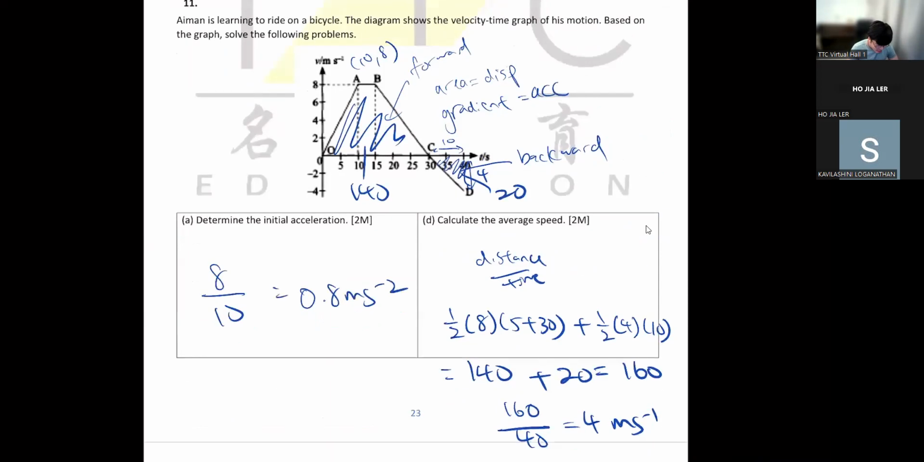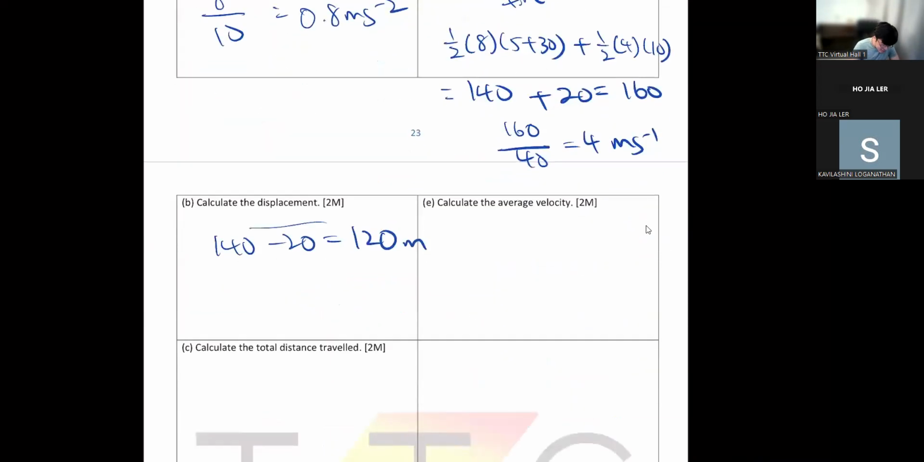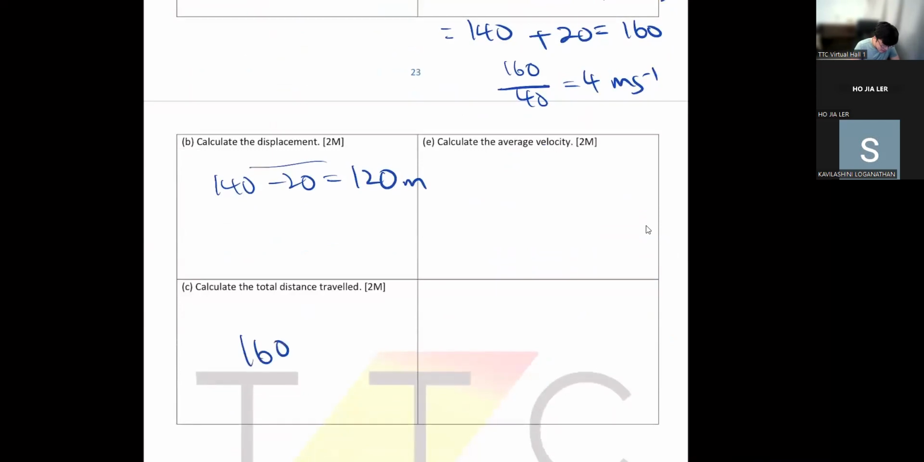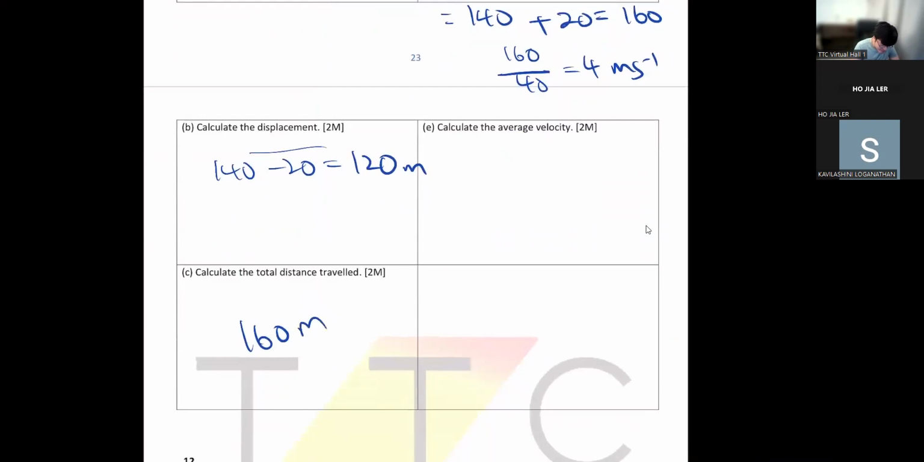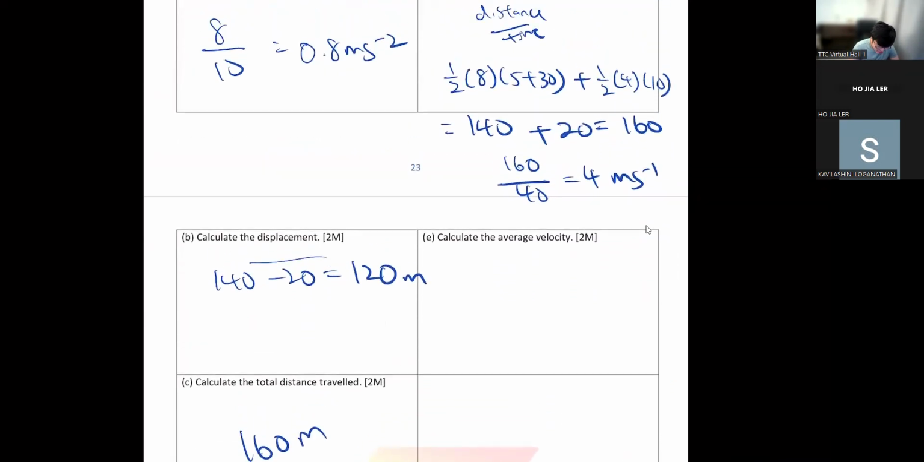Displacement, distance is 160. Oh, I should be doing this first. So this is 160. Oops, sorry. So calculate the average velocity. Average velocity, I use displacement. So 120 divided by 40, I get 3 meters per second. So can you see distance and displacement, velocity and speed, they are the same but different.